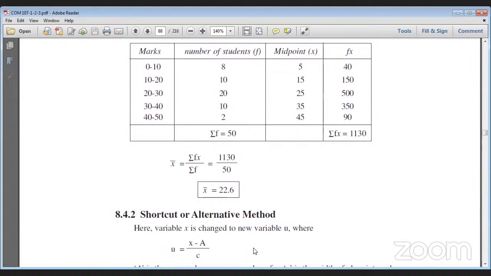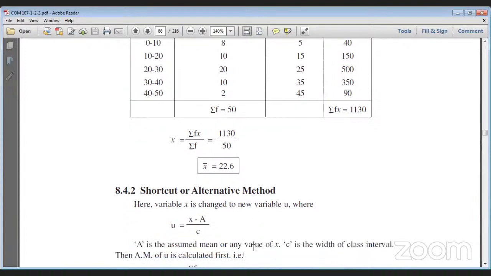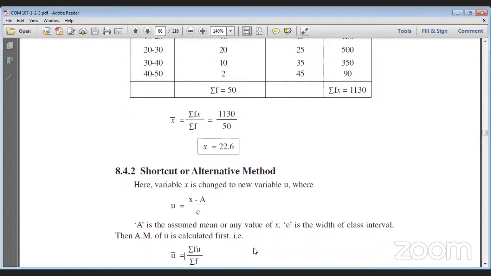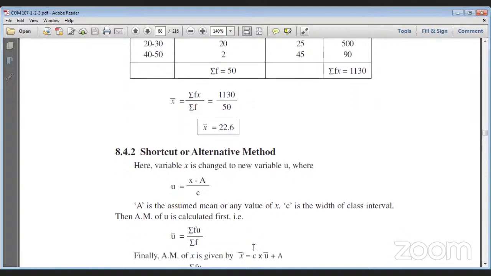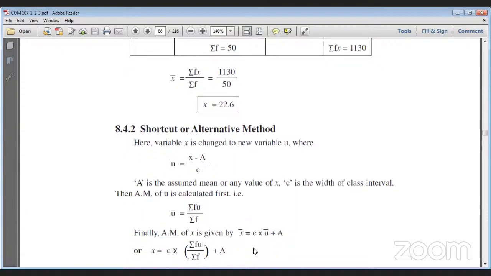Now here is a shortcut or alternative method. You will find that variable x is changed into a new variable u, where u is equal to x minus a divided by c. C means the width of the class interval here, and a is an assumed mean value of x. Then the mean of u is calculated as u bar is equal to summation fu upon summation f. So finally the mean of x is given by x bar is equal to c into u bar plus a. So this is the formula.